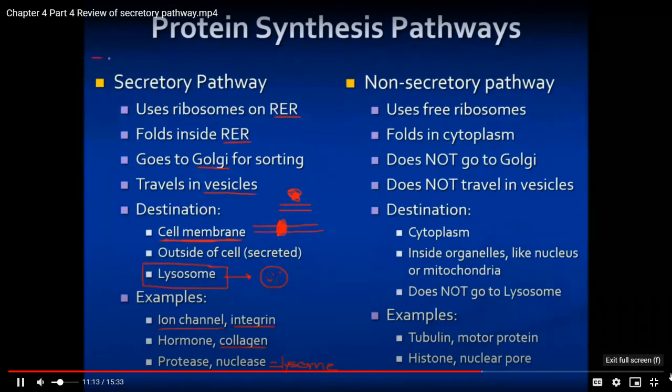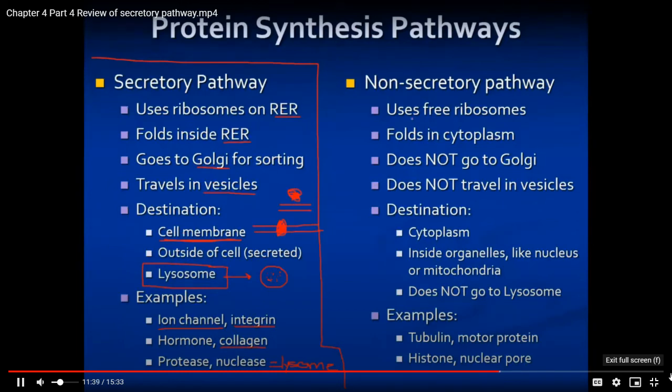So the secretory pathway, you have to pay attention to the protein that's being made. If it's going to be in the membrane, outside of the cell, or in the lysosome, it's going to follow the secretory pathway, which means it's going to go through the ER, Golgi, vesicle to get to its final destination.